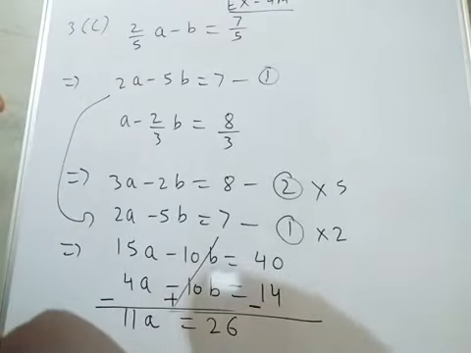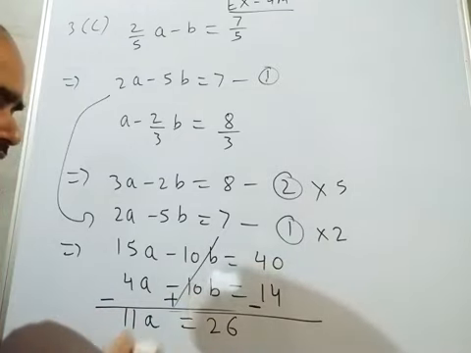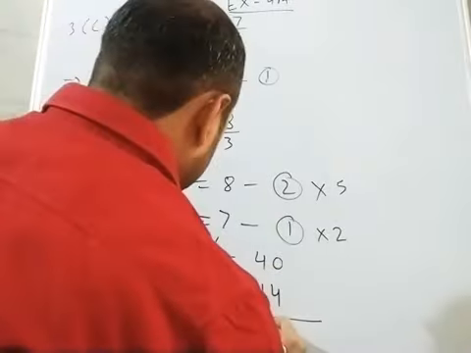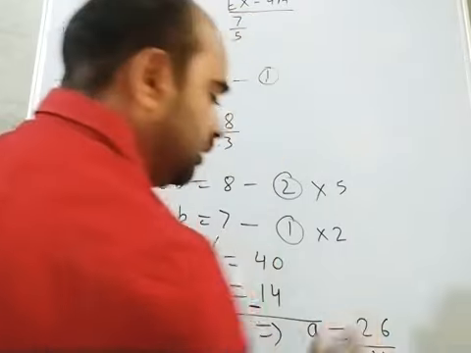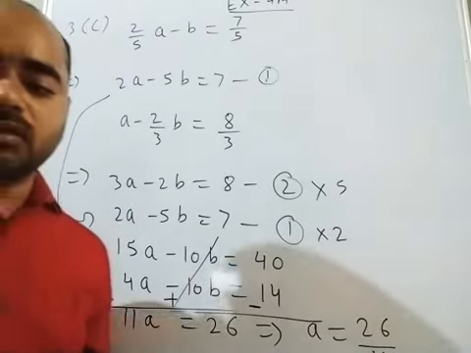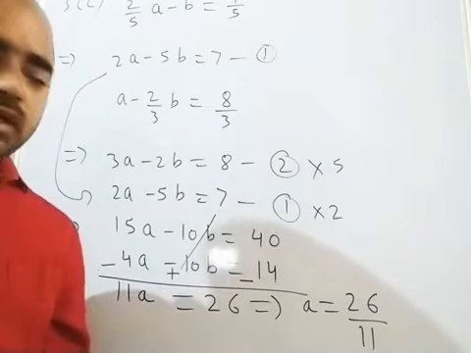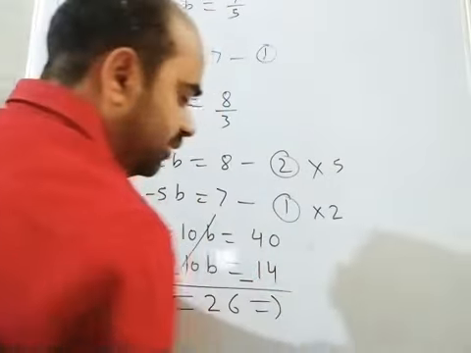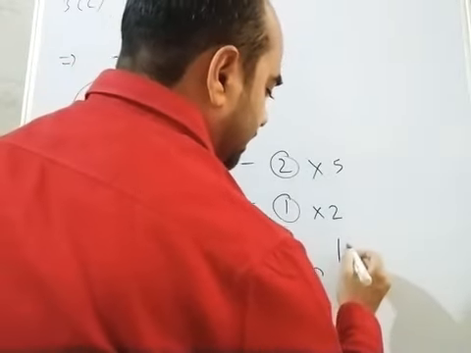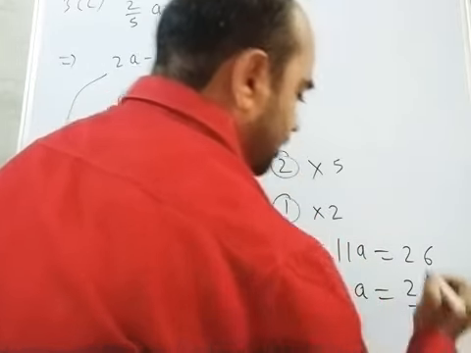11a is equal to 40 minus 14, that is 26, correct? Clear? 40 minus 14, it means a will be 26 upon 11. A will be 26 upon 11. It means a is equal to 26 by 11.